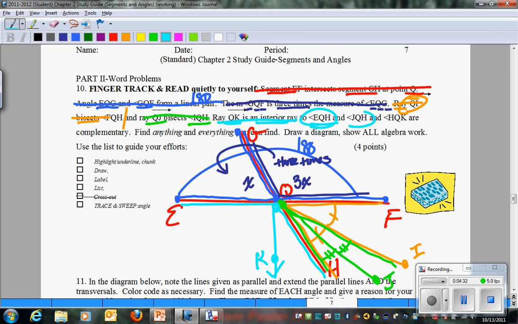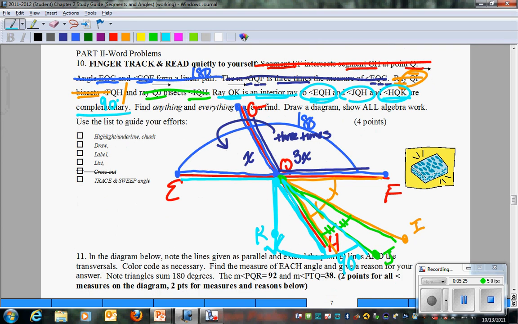Now, read the next phrase. JQH. Read it out loud, somebody. JQH, HQK. Okay, underline the word complementary. The word complementary means adds up to 90 degrees. So below 90 there. So now we trace the angle JQH and HQK. Those two angles have to add up to how much? 90. So I'm going to sweep here, and I'm going to put a 90 degrees. Okay, now they're not equal, but they do add up to 90. You okay with that?